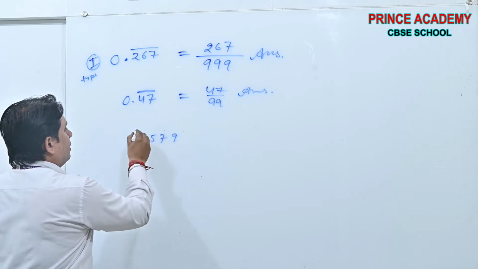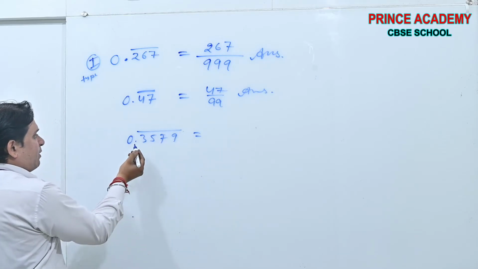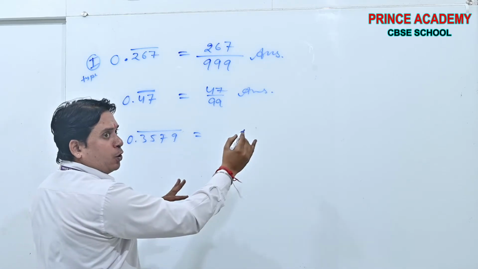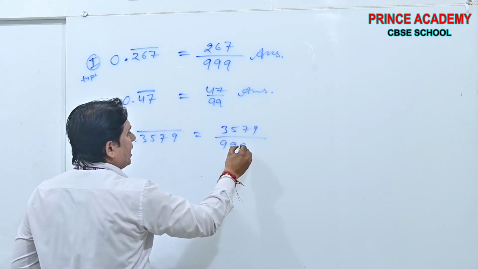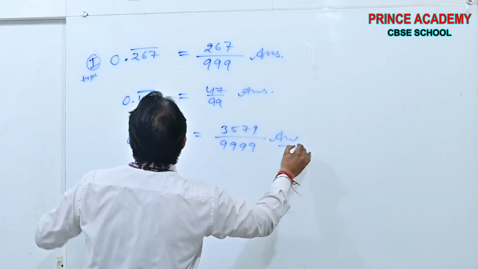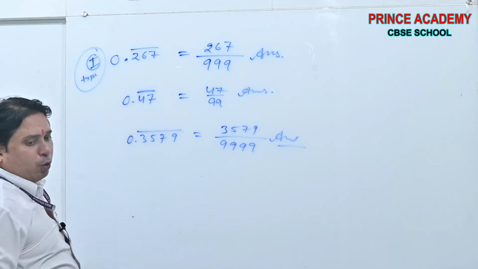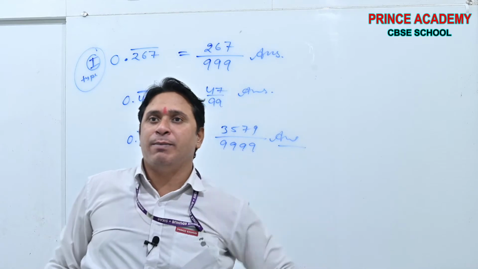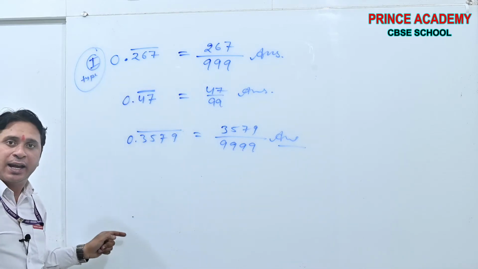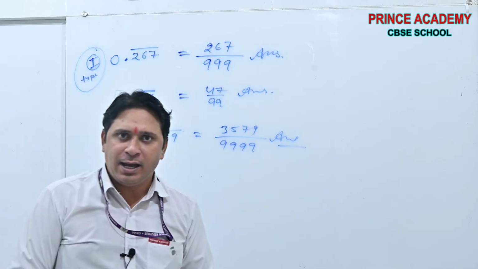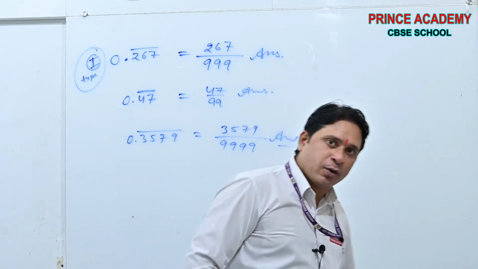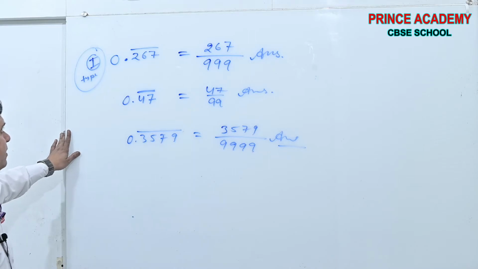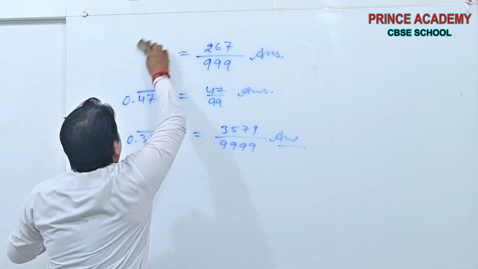Suppose 0.3579 bar. First type: before decimal 0, after decimal no non-repeating. 3579 divided by 9999 is the answer. This is the first type, beta. Without using that conceptual method, directly you can get it. Okay? Done. This is the first type. You can take the screenshot. Now the second type.